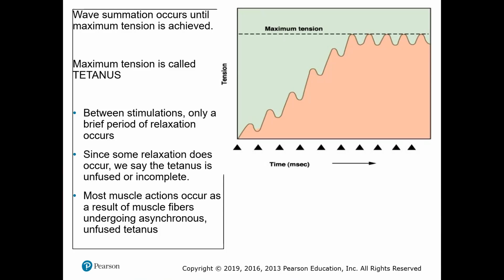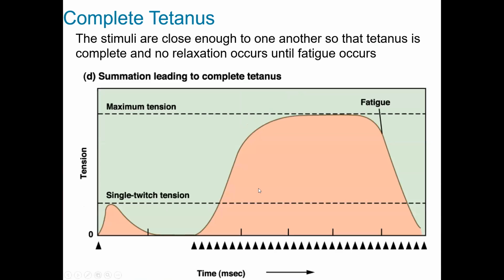And so we keep doing this until we maximize our tension. We call this tetanus, not the disease, but this is tetanus, or tetany. And so we've maxed out the amount of tension that we can generate in the muscle cell. And if we continue to stimulate this muscle cell, we'll reach what we call complete tetanus.